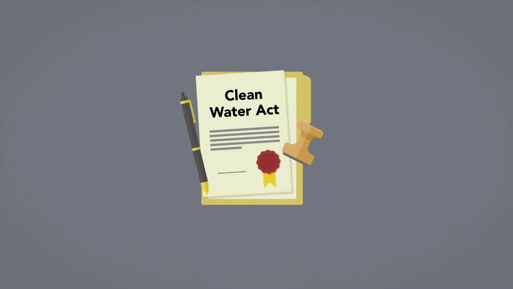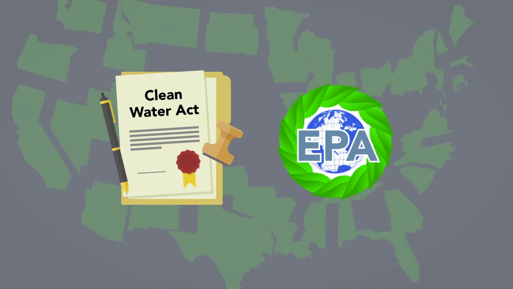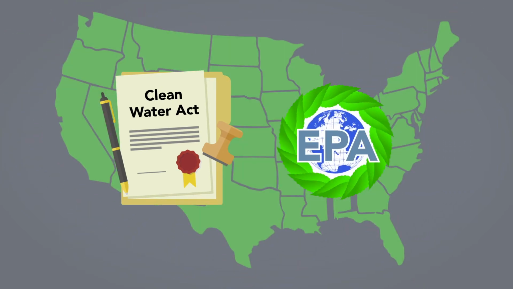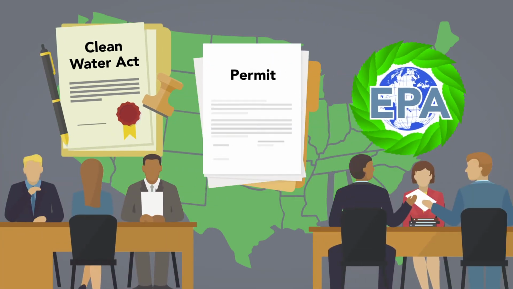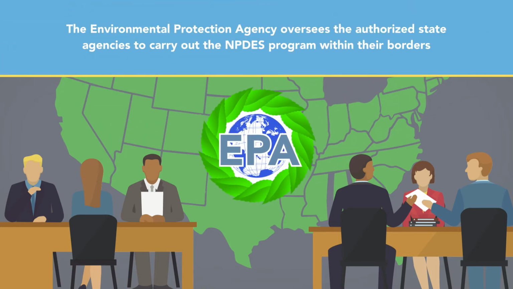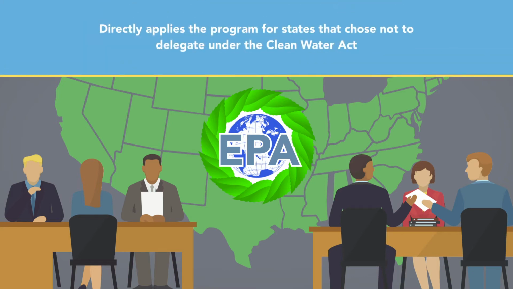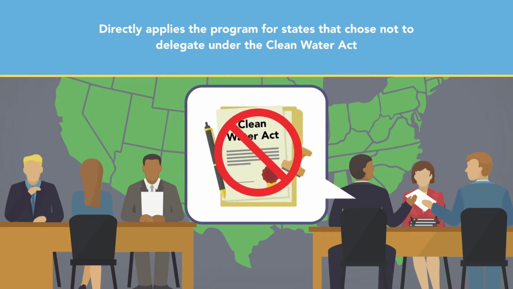The Clean Water Act allows for enforcement from the EPA to the states, and NPDES compliance monitoring takes place at the state level, with state environmental agencies issuing and enforcing permits. The Environmental Protection Agency oversees the authorized state agencies to carry out the NPDES program within their borders and directly applies the program for states that chose not to delegate under the Clean Water Act.